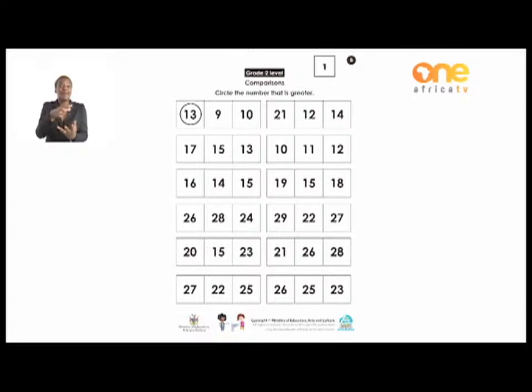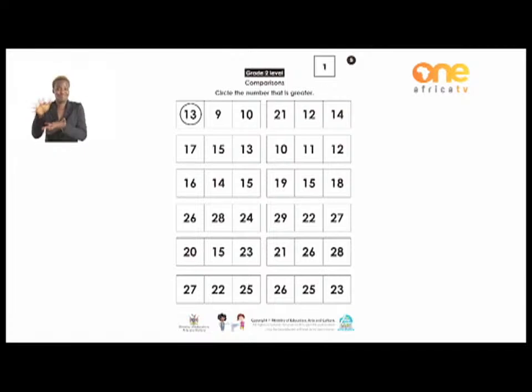All right, let's quickly look also at the next one. We have a 10, we have an 11, and we have a 12. We can notice by looking at the first numbers that all the first numbers are ones, which means they are all equal. But then we look at the numbers on the unit side. The first box has a 0, the second box has a 1, and the other one has a 2. So we encircle the one with a 2 because that one is the biggest of them all.